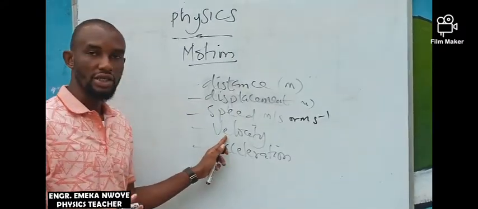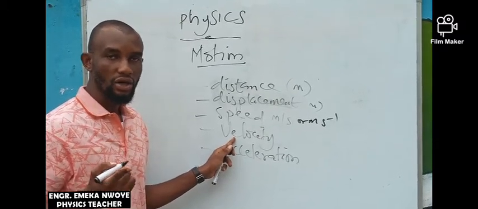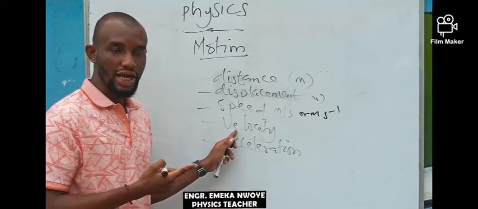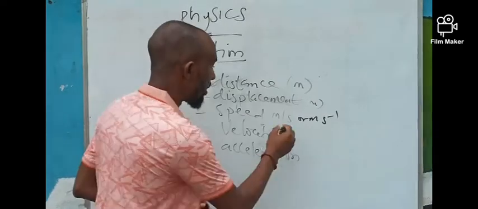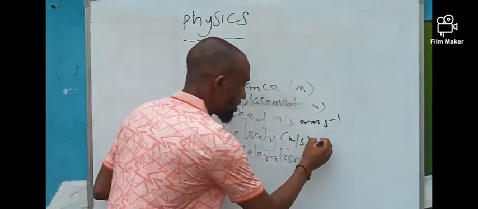Now velocity is displacement all over time. Velocity is displacement all over time, and it is a vector quantity. It is a vector quantity, and it is also measured in meter per seconds, or m s to the power of minus 1, written this way.